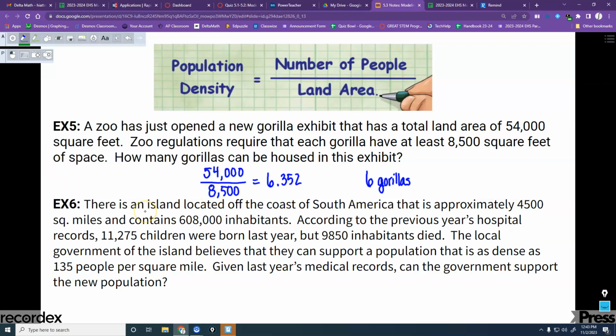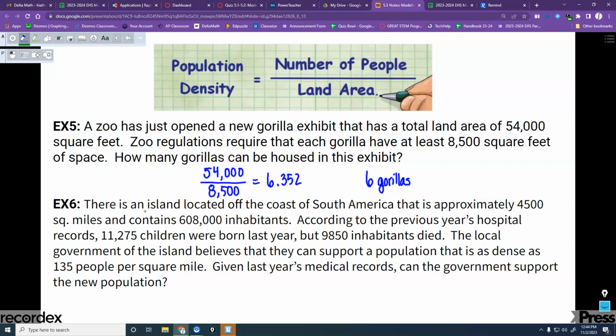Okay, the next one. There is an island located off the coast of South America that is approximately 4,500 square miles and contains 608,000 inhabitants. According to the previous year's hospital records, 11,275 children were born last year, but 9,850 inhabitants died. The local government on the island believes that they can support a population that is as dense as 135 people per square mile. Given last year's medical records, can the government support the new population?